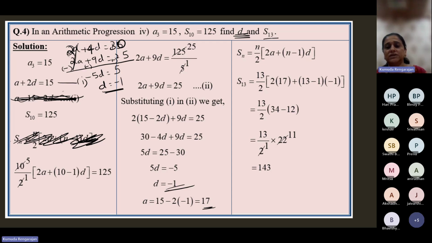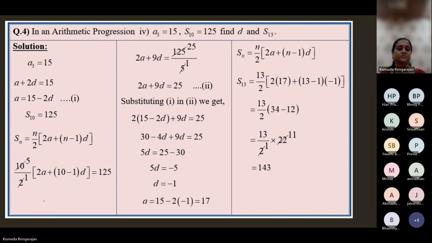Now we'll have to find S13. Formula, 13 by 2, 2a plus 13 minus 1 into d. You know the values of a and d, substitute and calculate. Okay, so here I've written this one because I have worked using the substitution method. You can work using any method. You can, as I told you, write the equations one below the other and solve it using the elimination method.